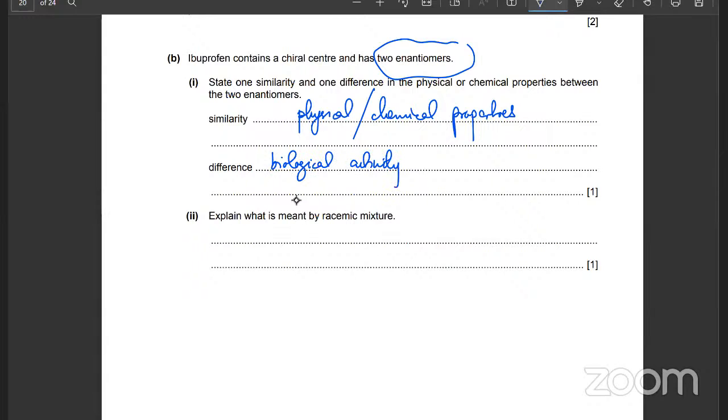State one similarity, one difference. So the biological activity or functionality of the molecule will be different because that's very shape specific. One of them will bind with the active site, the other one will not be able to fit with the active site. The other difference is that they both rotate plane polarized monochromatic light.